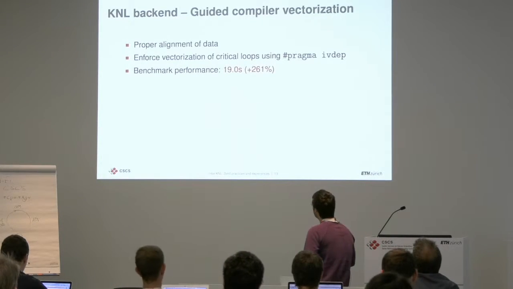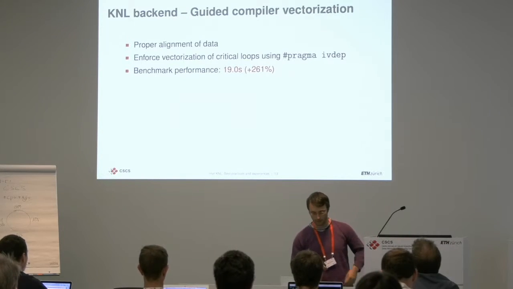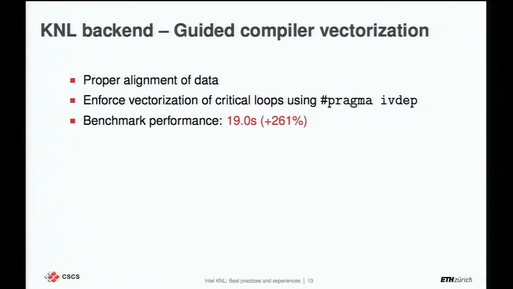So the next step was to do the guided compiler optimization. That was our first attempt, and we managed to get twice the performance. But the problem here is that, of course, we have to force the compiler to do the vectorization with the IVDEP pragma.